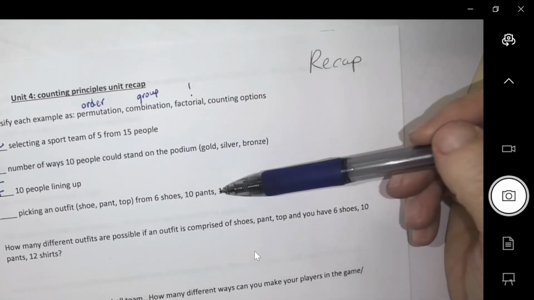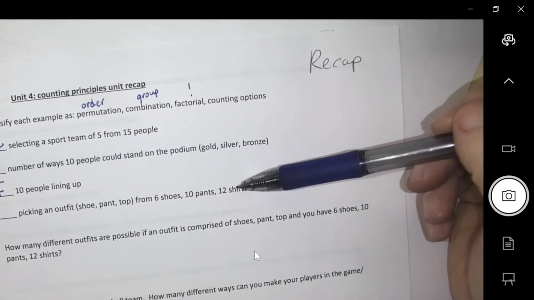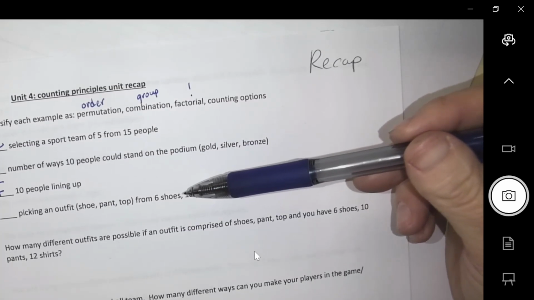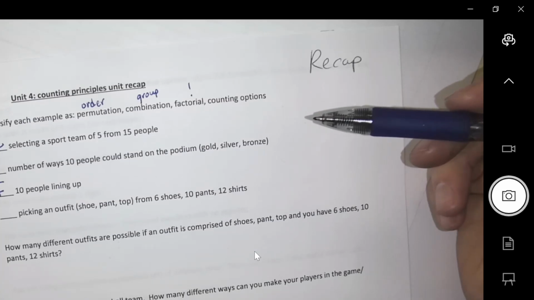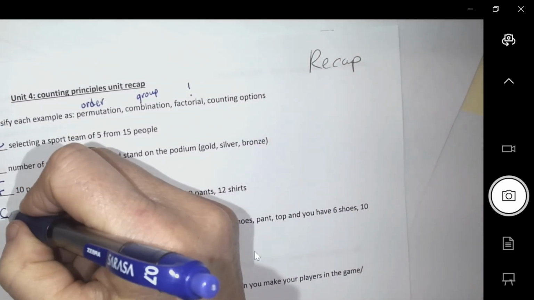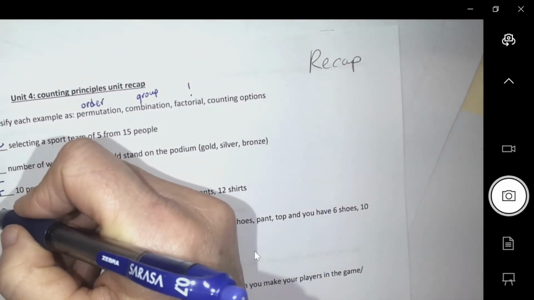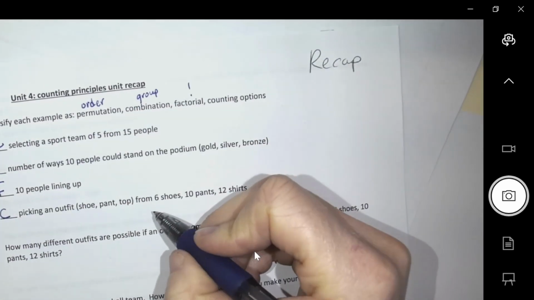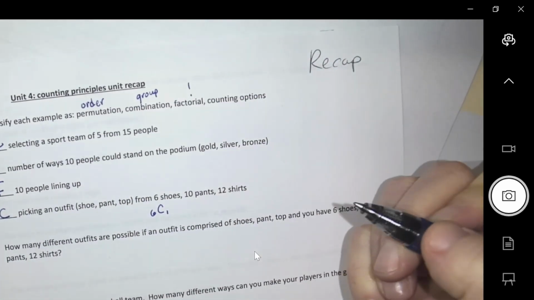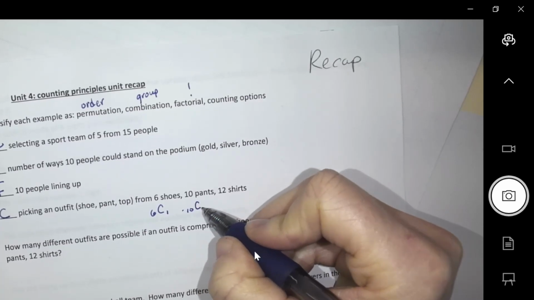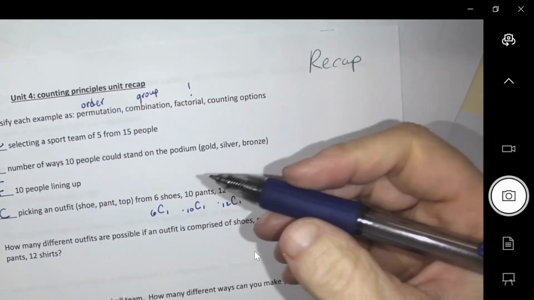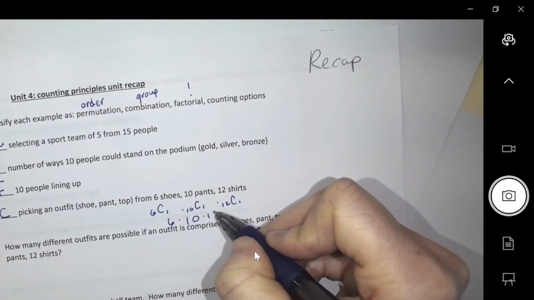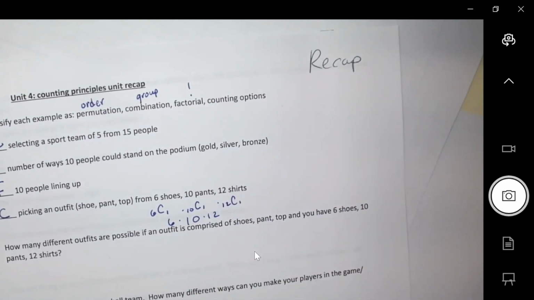And picking out an outfit, if you have to pick 1 pair of shoes, 1 pants, 1 shirt, you could consider that counting or combination. Because technically you could do 6 choose 1, 10 choose 1, 12 choose 1, or 6 times 10 times 12. Because that's the same thing.